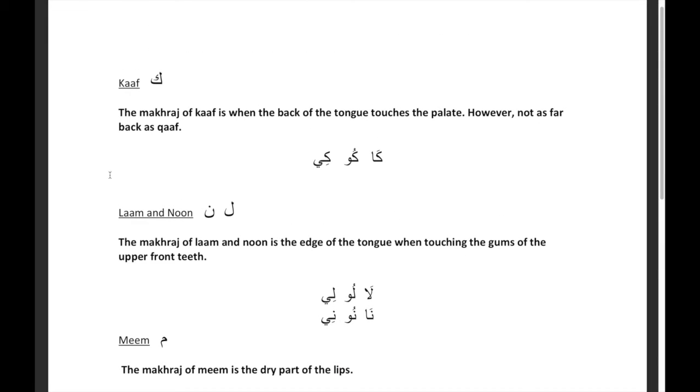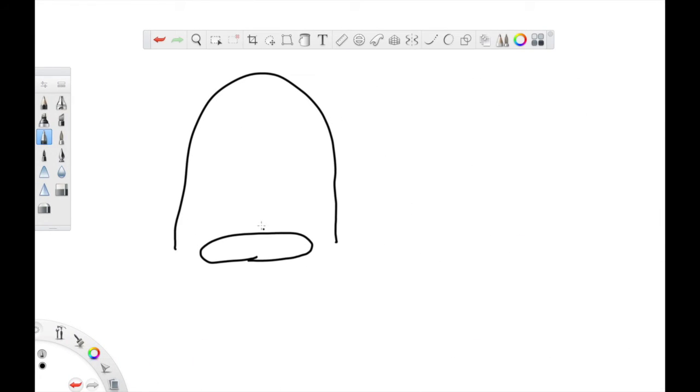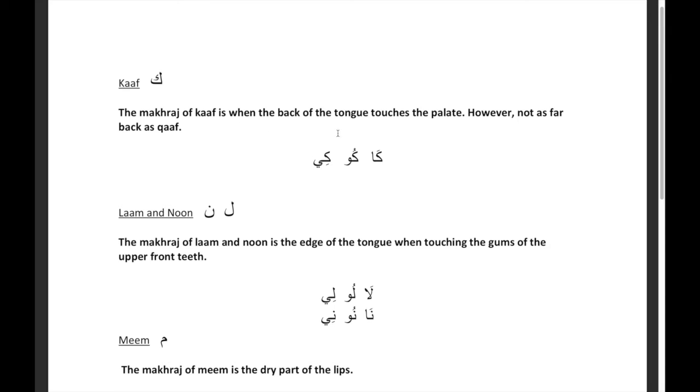Next is Kaf. So the makhraj of Kaf is when the back of the tongue touches the palate. So remember, the difference is not as far back as Qaf. So it will still be the back, however, Kaf will be around here. So this is Qaf, this is Kaf. Ka, and Kaf is not full mouth, so you can keep your tongue at the bottom of your mouth. Ka, Ku, Ki.